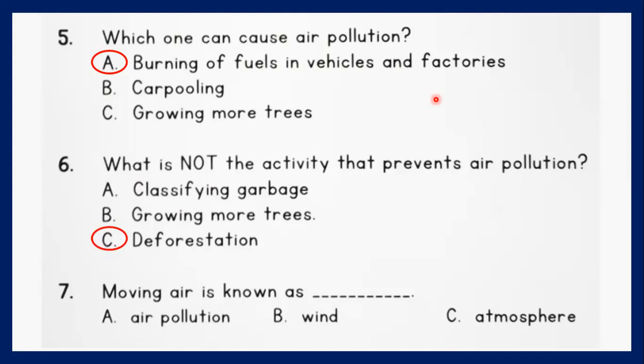And number seven. The moving air is known as A, air pollution, B, wind, or C, atmosphere. B. Is it easy? Yes. Good job. The answer is B. The wind is the moving air. Moving air is known as wind. Have you finished?